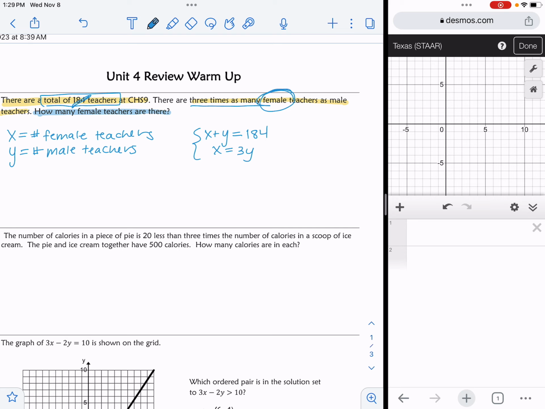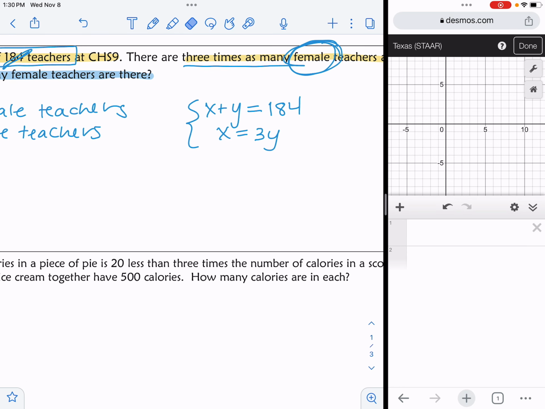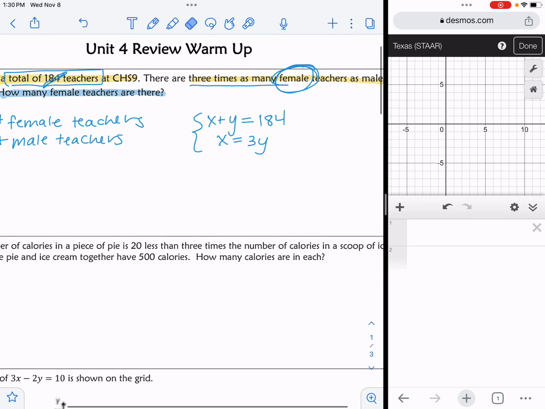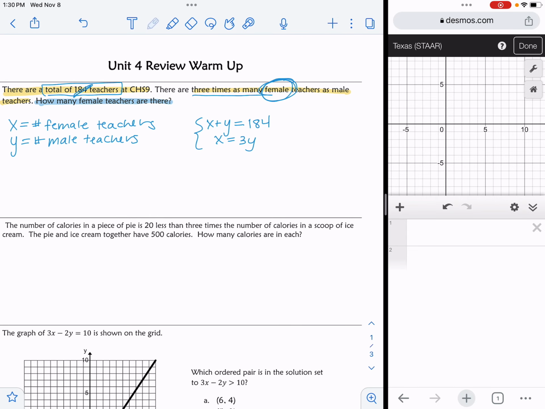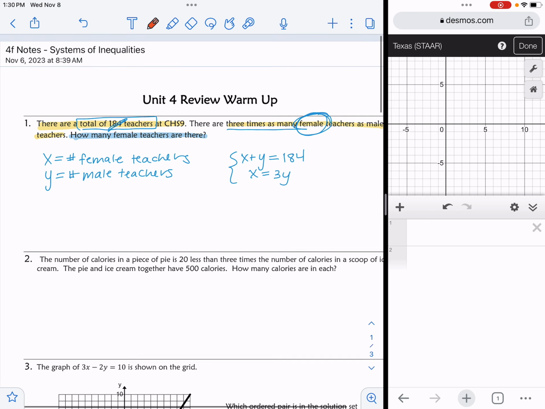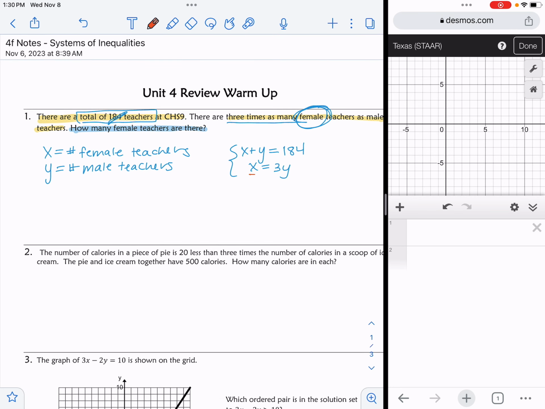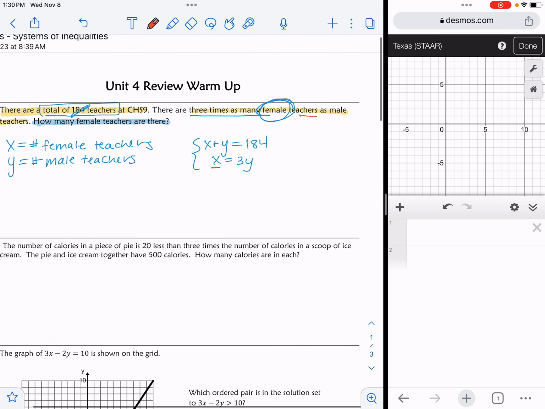Okay, whatever comes first in the sentence, it's automatically going to be that variable equals. That trick always works. That's the bigger number. So we get the number of female teachers by multiplying the smaller number, the male teachers, by 3. Wait, how did we get that? So the number of female teachers is X, and it's 3 times the number of male teachers. And so X equals 3 times Y.